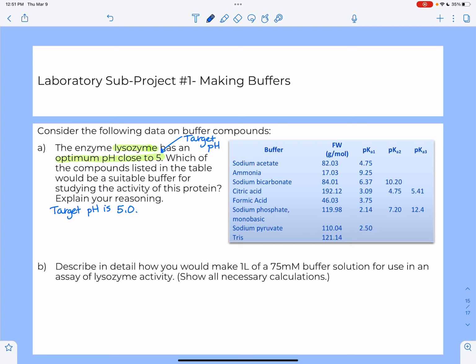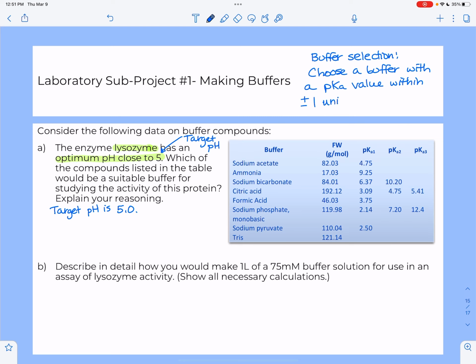Okay. So what's our rule for selecting a buffer? For buffer selection, you choose a buffer with a pKa value within 1 unit plus or minus of your target pH for your solution. So we're going to be looking at the pKa values. Okay, so let's look at the table, and let's just circle anything that would work at pH 5.